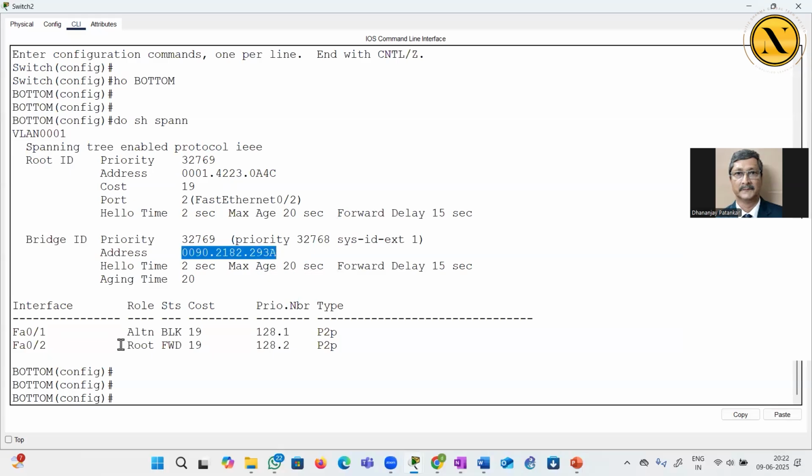Copy. So therefore, my first port is in the blocking mode. It's known as the alternate port. And the second port is in the forwarding mode. That's known as the root port. So I can reach the root bridge from my second port in 19 cost. Is it clear? Root port is a port which takes you to the root bridge in the shortest cost path. The second port is the root port.